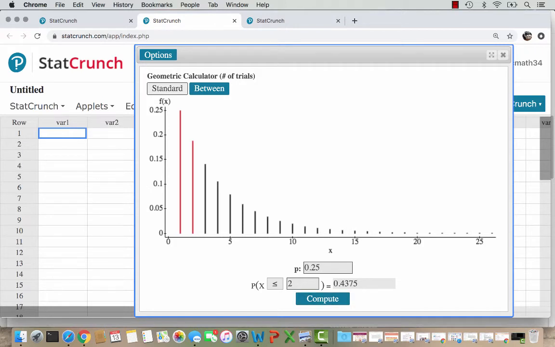If we wanted just to check our calculation that the second player gets hearts, we can come down and choose equals. And there is that 0.1875 that we calculated. Notice that corresponds with the red bar in the geometric distribution. We can adjust this back to less than or equal to, and we see the two bars shaded in red correspond with the first player getting hearts or the second player getting hearts when they're drawing cards.